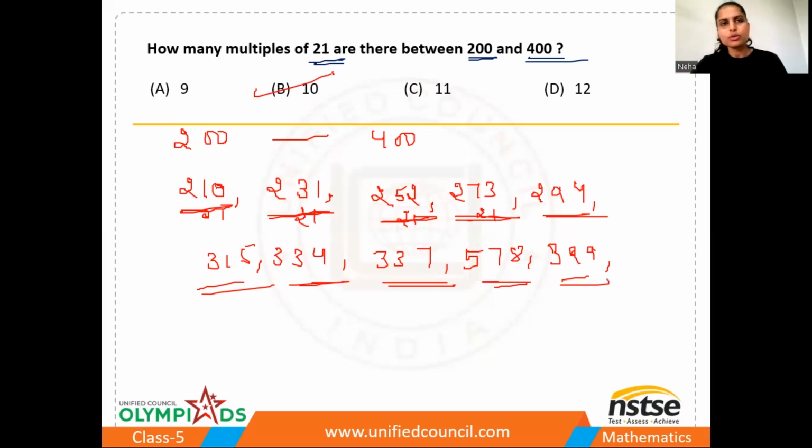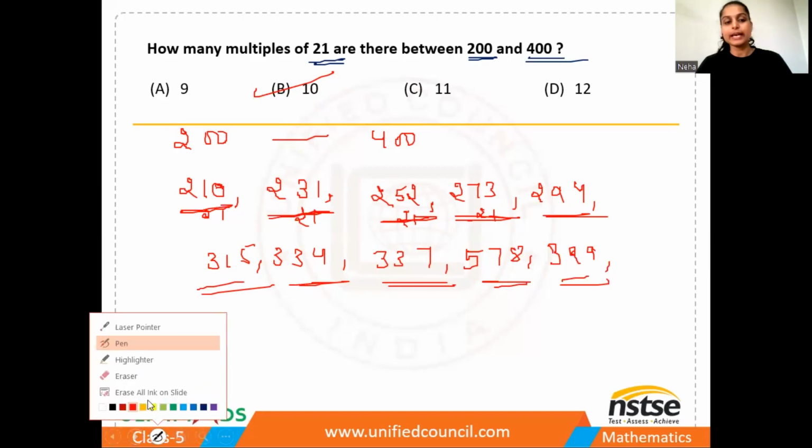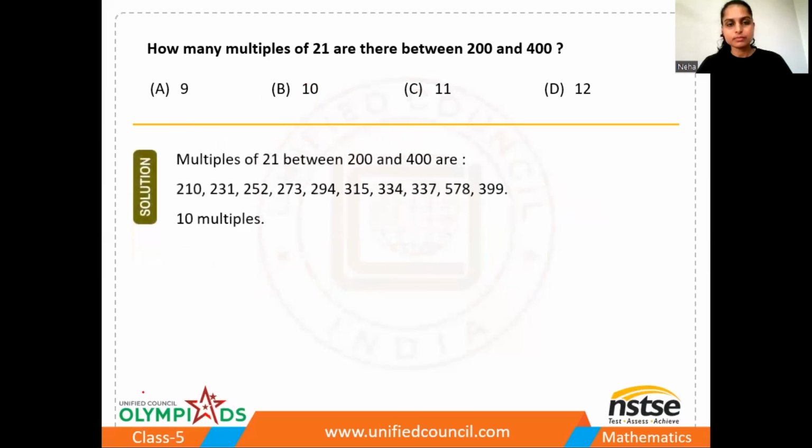So what is the process to solve this question? Just find the smallest number which is between 200 and 400 and also a multiple of 21, right? And then add 21 to each number, and then you will get the next number. Okay, and just stop just before 400. So this is the process you can follow to solve such types of questions. And these types of questions are very common in the exam. So just do the practice very well.